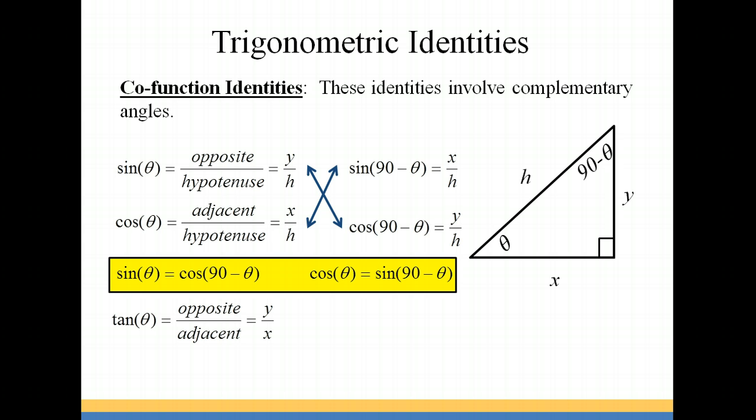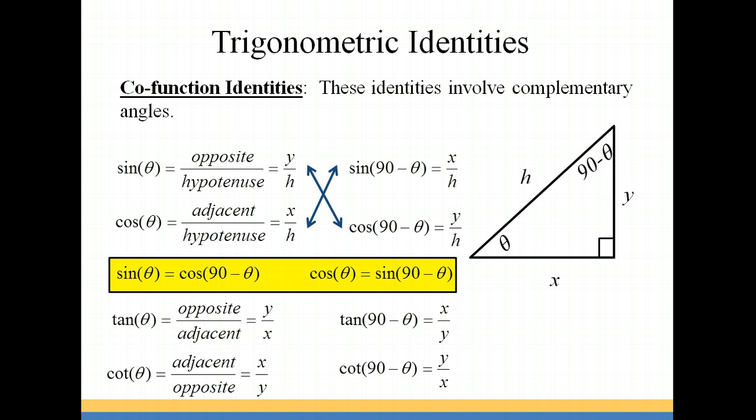Let's also look at the tan. The tan is equal to the opposite over the adjacent, which is y over x. The tan of 90 minus theta is going to be x over y because x is opposite the 90 minus theta angle and y is adjacent to it. For the cotan, you have the adjacent over the opposite, which is x over y. And for the cotan of 90 minus theta, you're going to get y over x.